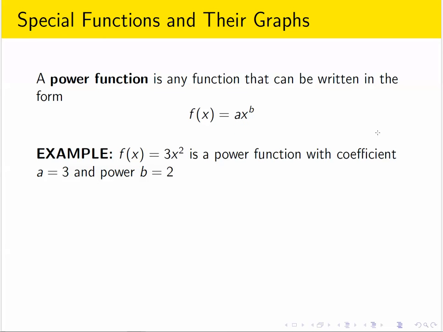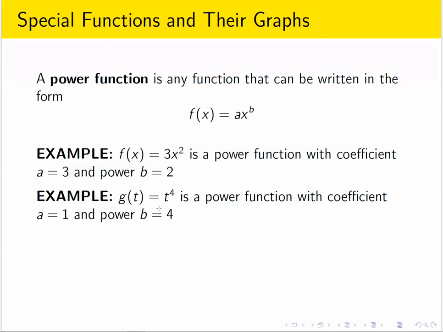And for example, 3x squared is a power function. It has this form. The a is 3, and the b is 2. And if you plug 3 in for a and 2 in for b into this formula, this is exactly what you get. So 3x squared is an example of a power function.